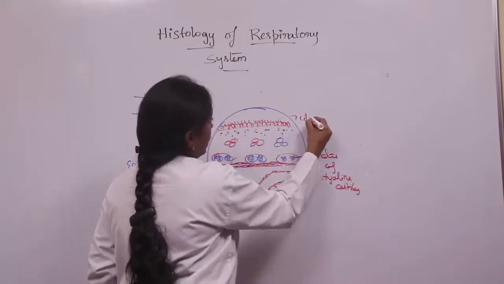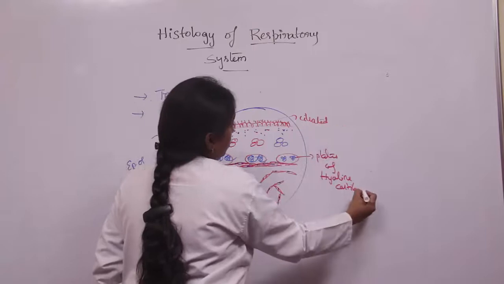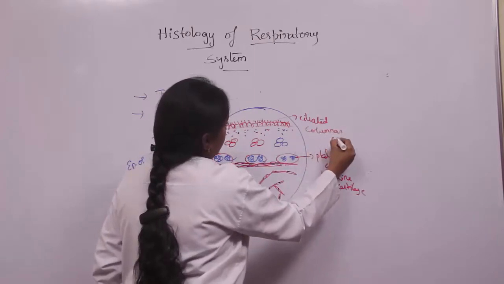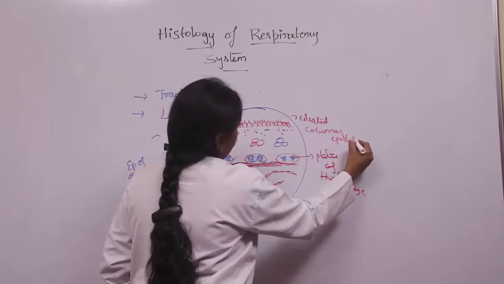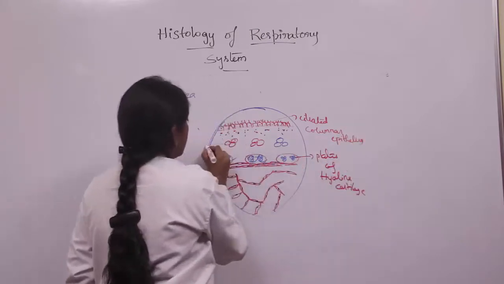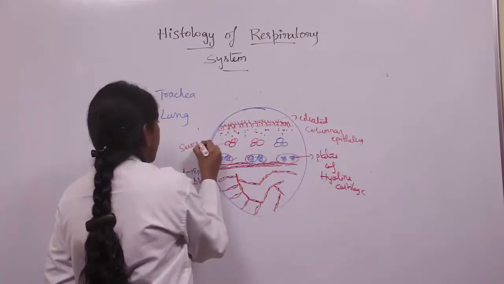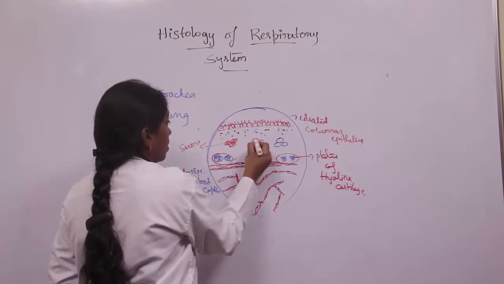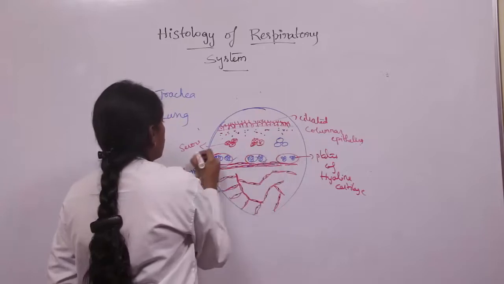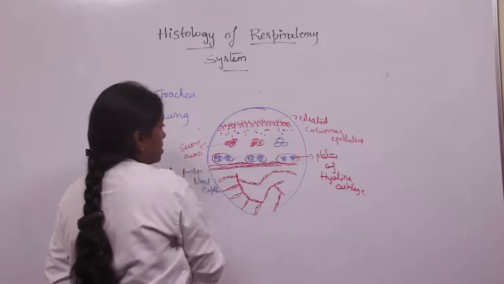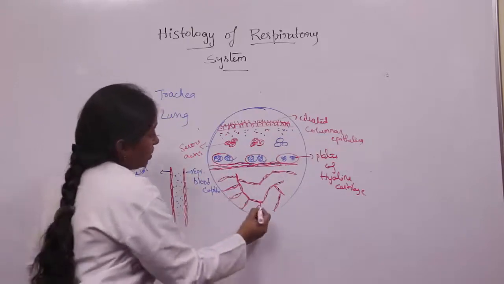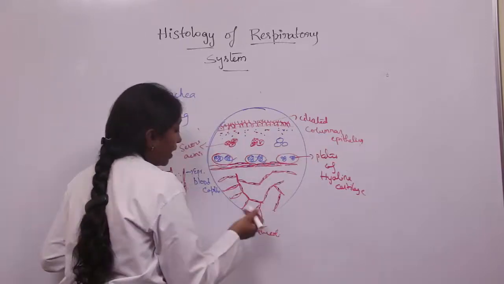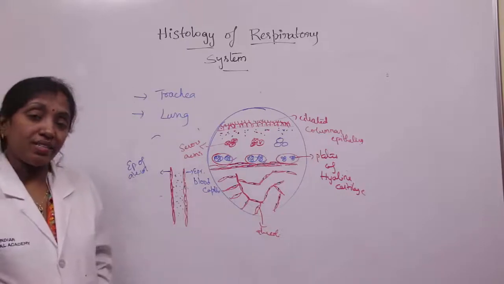Ciliated columnar epithelium. Serous acini as well as mucous acini are seen, and plates of hyaline cartilage. These are nothing but the alveoli lined by flattened squamous epithelium.